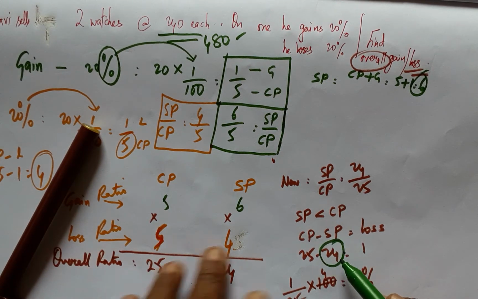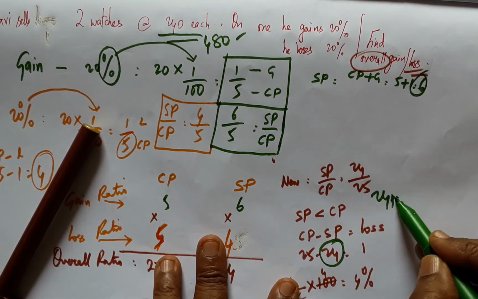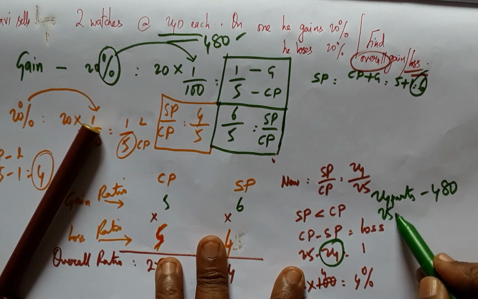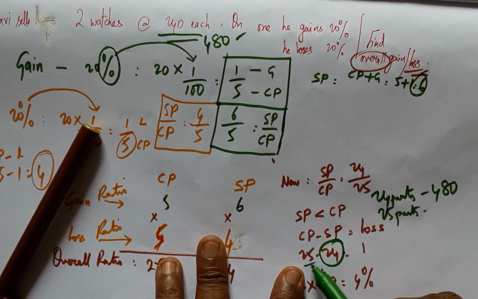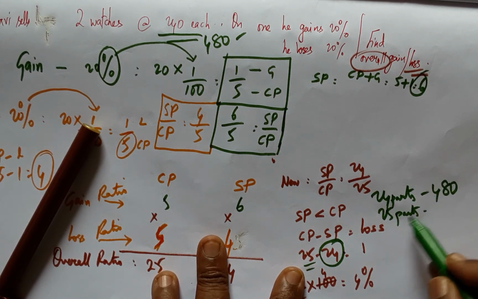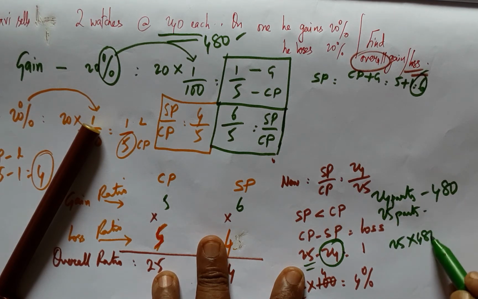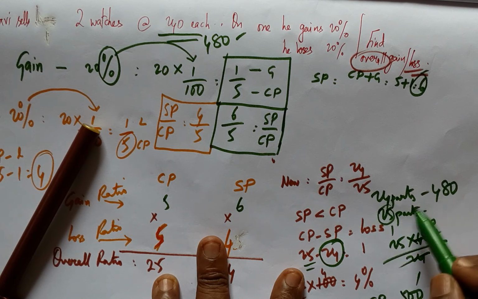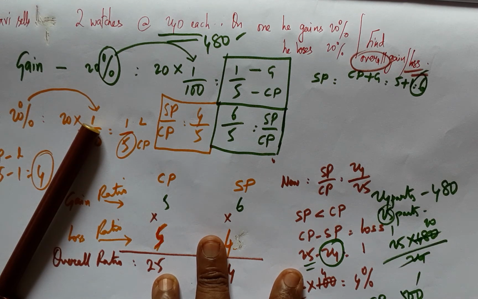And finally the total SP is, for one watch it is 240, for 2 watches it is 480. The total SP ratio is 24 parts is 480 rupees. Then what about 25 parts? That will give us the CP, or we can even directly arrive at one part, that will be the loss directly. 25 into 480 by 24, that is 500, is the CP, 480 is the SP, and loss is 20.